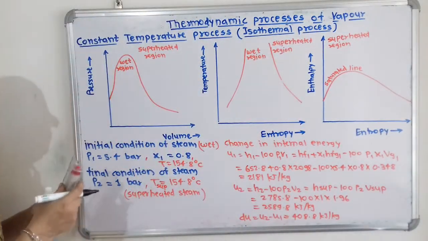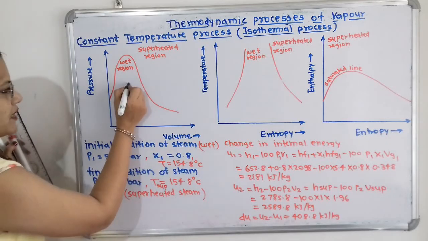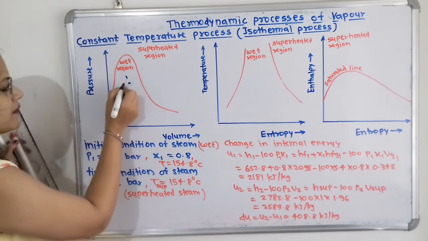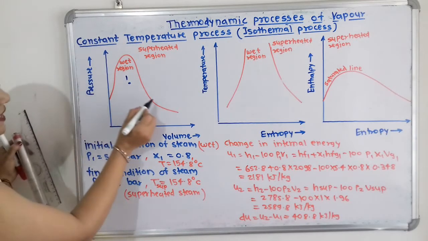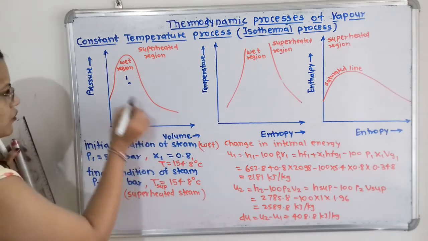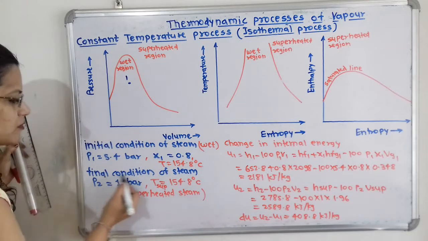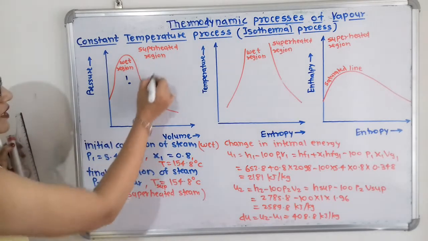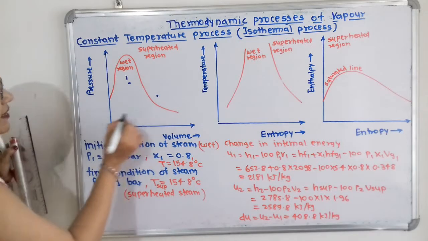Now we will select here in the wet region, because initial condition of steam is wet. So I will select here point 1, that is the wet steam. Now pressure is getting decreased and volume is getting increased. So here is the volume. We have to show point 2 in the superheated region, because final condition of steam is superheated. So we will show here with decrease in pressure and increase in volume.